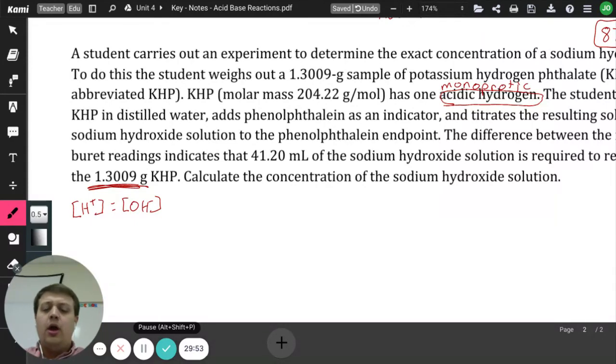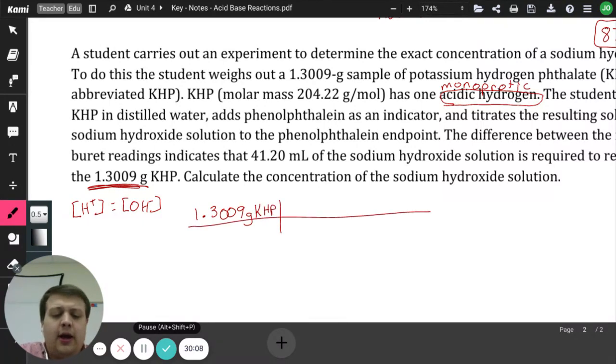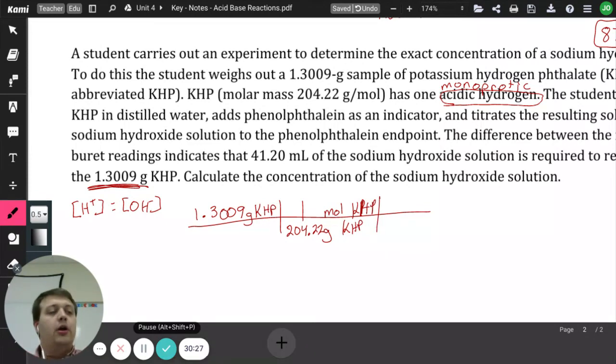Okay, so I'm going to convert from grams of KHP into moles of H+. So how do I do that? So I have 1.3009 grams of KHP. And I was told that to convert from grams into moles, I can use my molar mass, which is 204.22 grams for every 1 mole of KHP. Okay, so now I'm in moles.